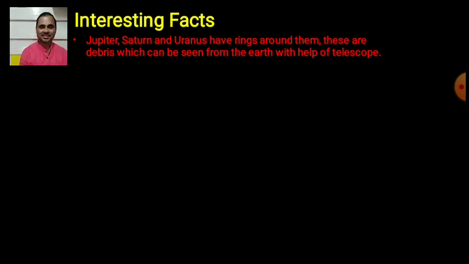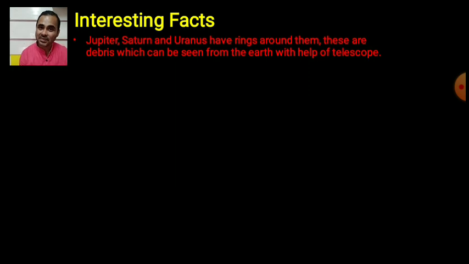They are planets. Yes or no? They have a ring around them. Do you know? They have a ring around them, and these rings are called debris, which can be seen from the earth with the help of a heavy telescope. Very interesting, no? So if a question comes, which planets have a ring around them, then what are you going to tell? You are going to tell that Jupiter, Saturn and Uranus have a ring around them.